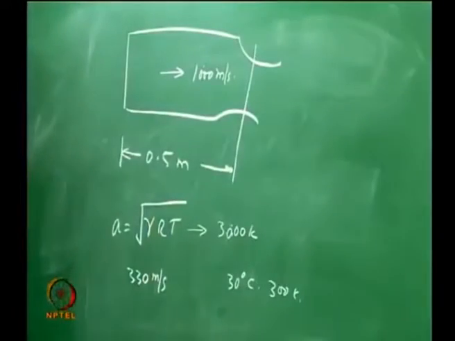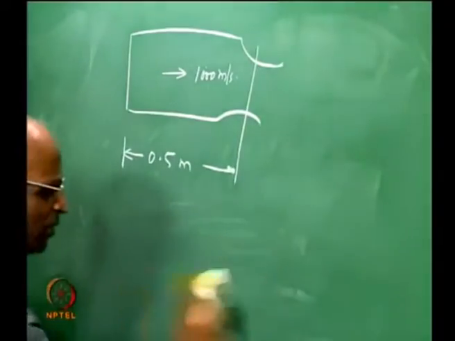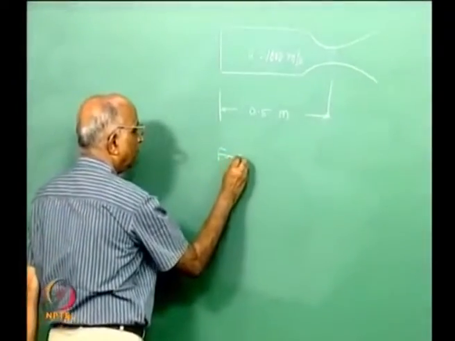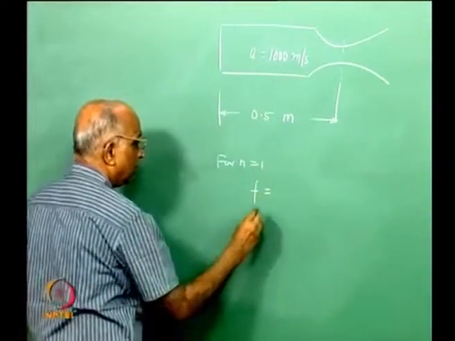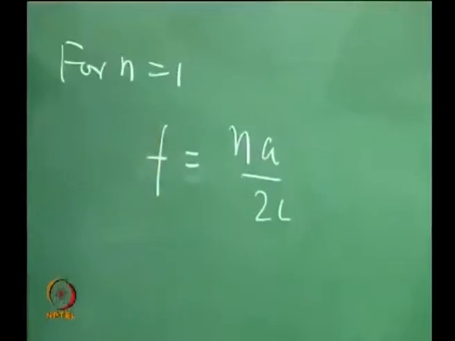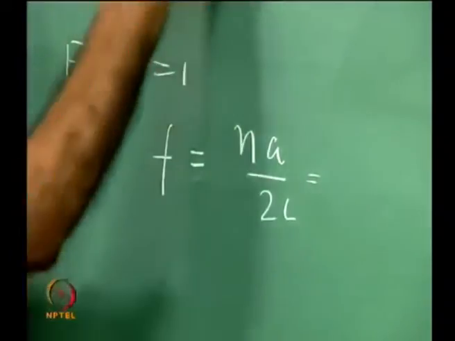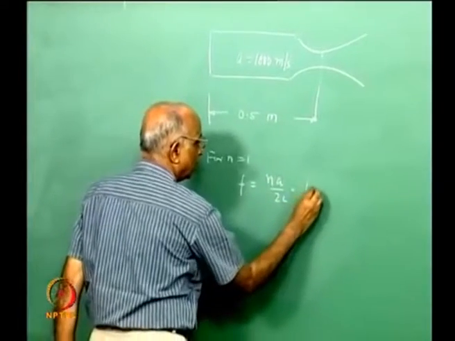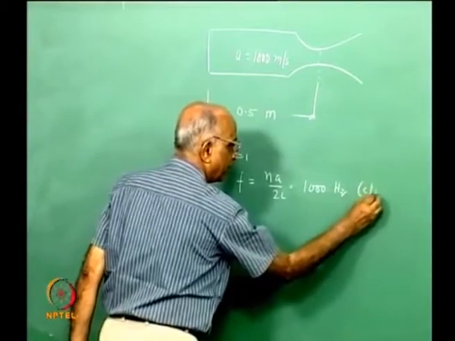I just take a number, it could be between 900 to 1200, and therefore, what is the typical value of frequency? For n is equal to 1, we have the frequency as equal to na by 2L, and in this case I have n is equal to 1, that means fundamental, a is 1000, 1 times 1000 divided by 1, which is equal to 1000 hertz or 1000 cycles per second.